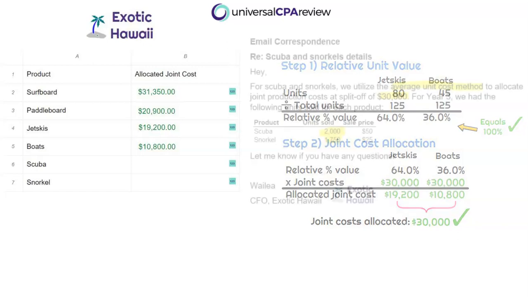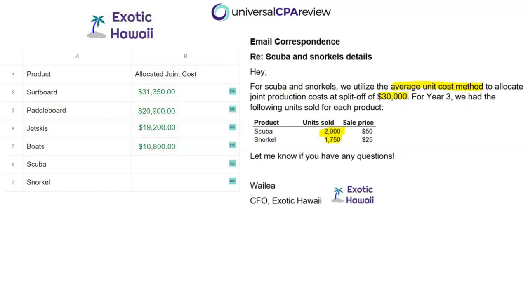So we flew through that. That was quite straightforward. So our last set of joint products are scubas and snorkels. I've only been snorkeling. I wish I could go scuba diving maybe one day soon.